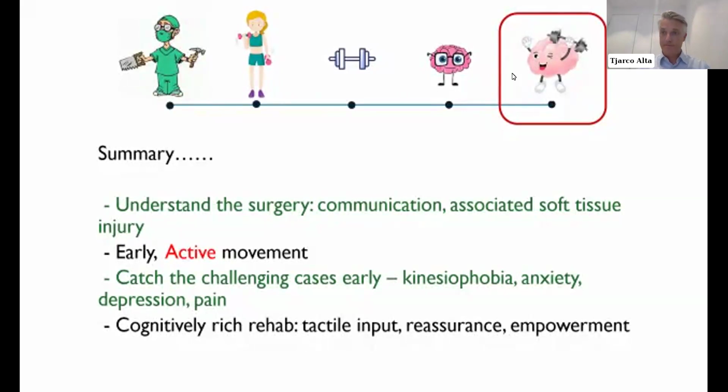spending the time with them, seeing them more regularly, longer appointments at the start is likely to have a much better impact on their outcome further down the track. And to use one of Joe Gibson's phrases, cognitively rich rehab may help you with this group. So tactile input, reassurance, and empowering them to take ownership of their rehab can all be really, really useful.